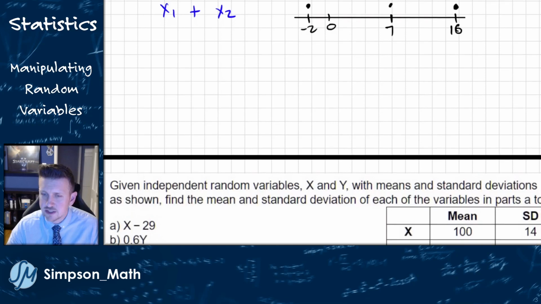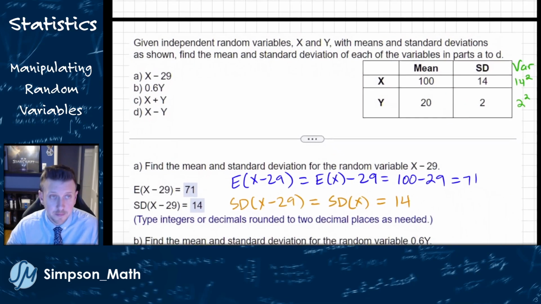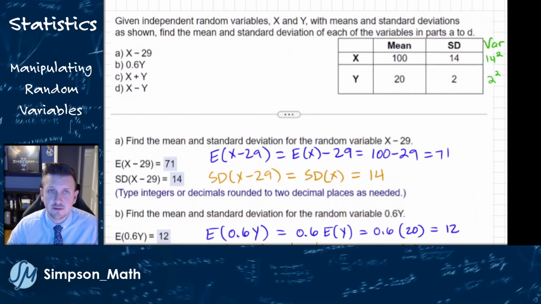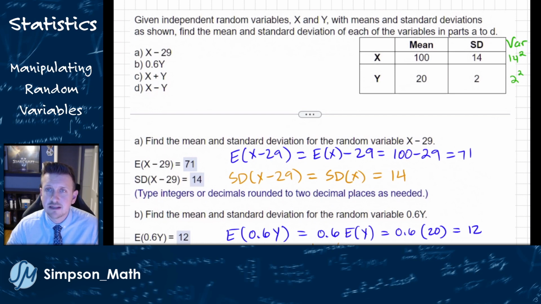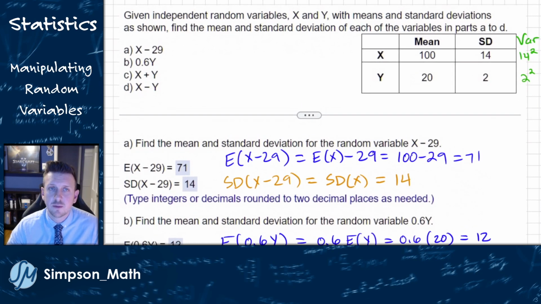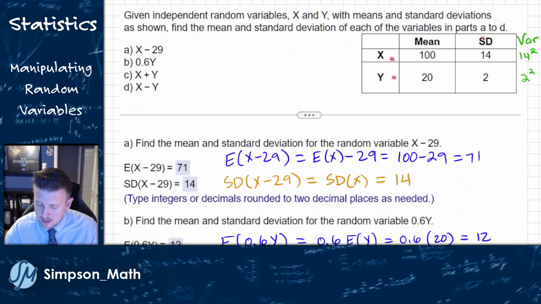All right, let's take a look at 2 examples. So given independent random variables x and y with means and standard deviations as shown, we're going to find the mean and standard deviation of each of the variables in the following parts. So they give us the mean and the standard deviation of x and y, and I've gone ahead and written down the variance. So if the standard deviation is 14, the variance would be 14 squared.